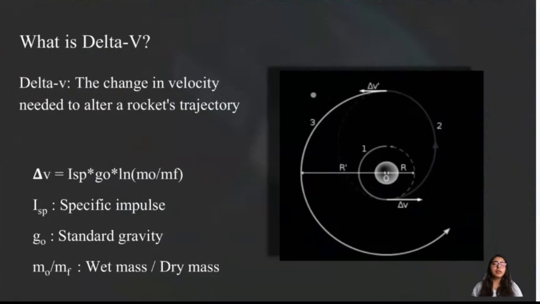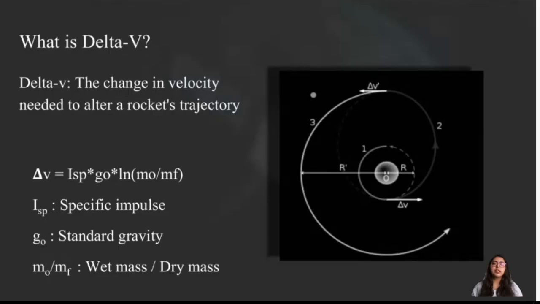We need to know what is delta V. So delta V means change in velocity, and it is used to measure how much a rocket can change its trajectory or orbit. It is typically measured in meters per second.